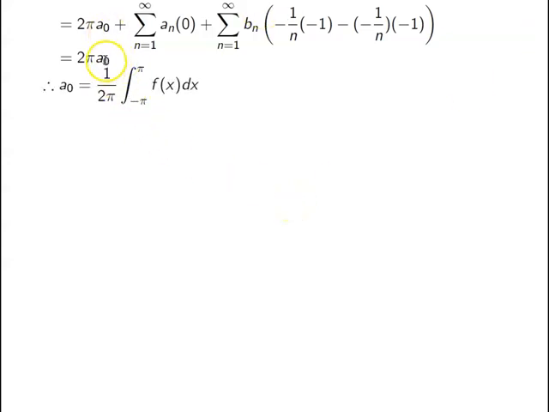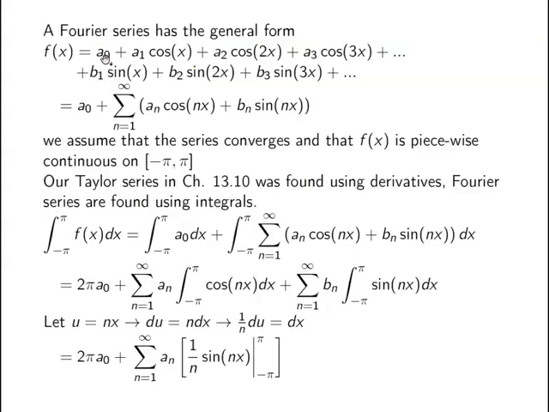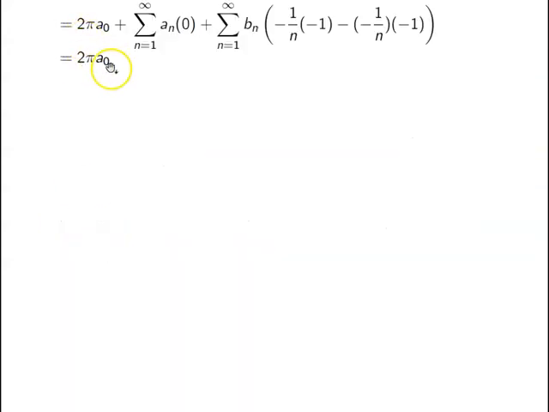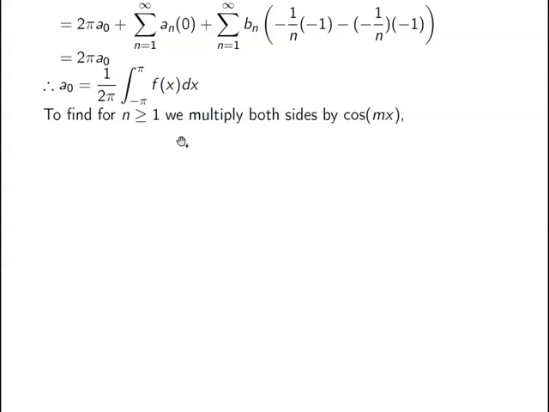Therefore, if I solve for a naught, remember what we're equal to here. We're equal to the integral of negative pi to pi of f of x, and that is equal to 2 pi a naught. So solving for a naught, I divide both sides by 2 pi, and so a naught is 1 over 2 pi, and the integral from negative pi to pi of f of x dx. So the first constant in my series can be found by forming this integral, right? 1 over 2 pi, and then from negative pi to pi of my function with respect to x.